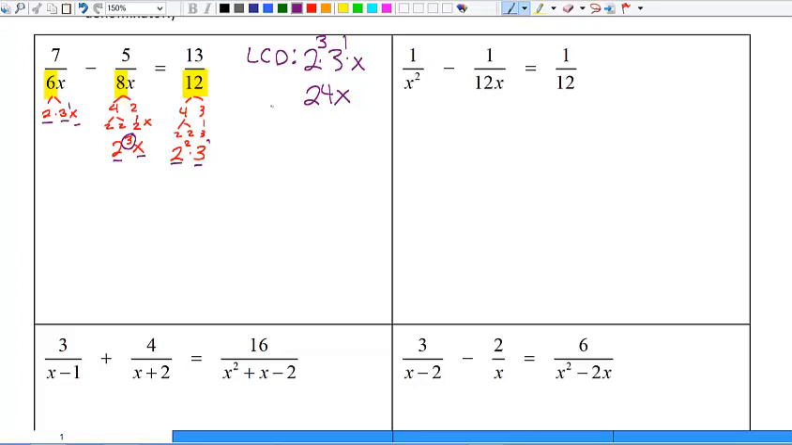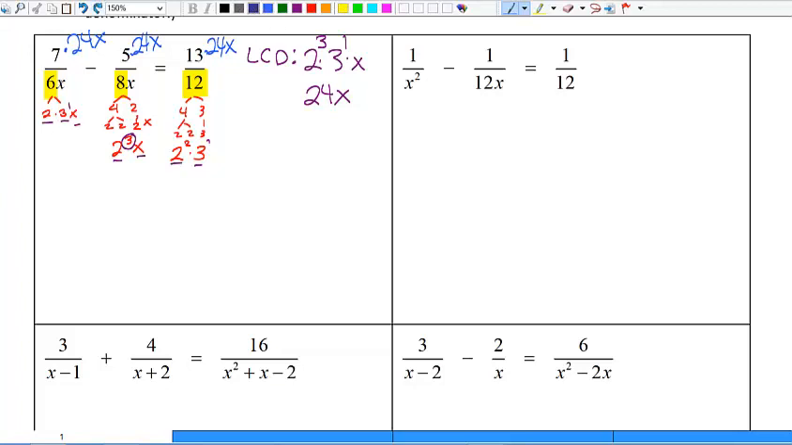So step 3 tells us to multiply every single term by the LCD. So I'm going to come up here and multiply every single term by the LCD. By doing this, first of all, don't be lazy. Don't try to not write this all out. It's very, very, very important that you write it all out. In doing this, it should divide out nicely. All denominators should go away.